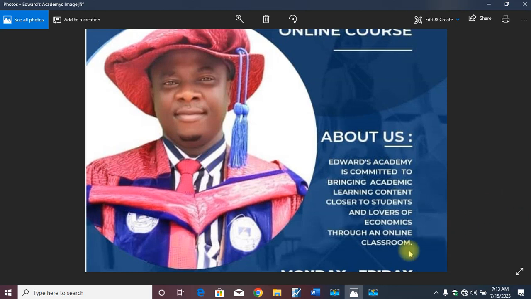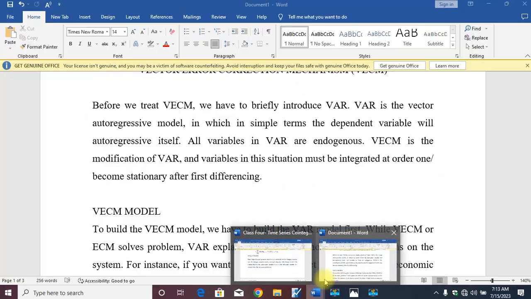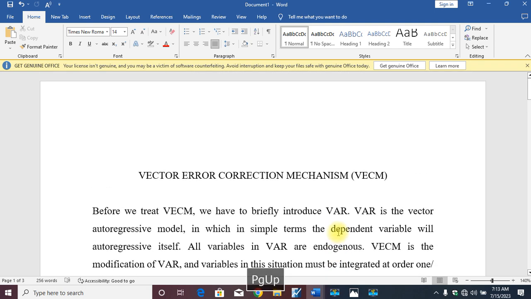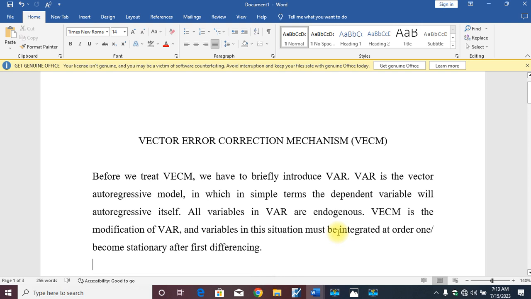This morning we are going to look into a very important concept in macroeconometrics, which is what we call the vector error correction mechanism. The vector error correction mechanism is a modification of the VAR. The VAR was introduced as a concept in macroeconometrics to look at situations where the dependent variable autoregresses itself, and it simply means that in the VAR model, all the variables under consideration are endogenous in nature.